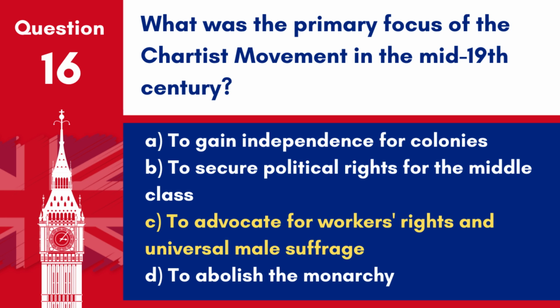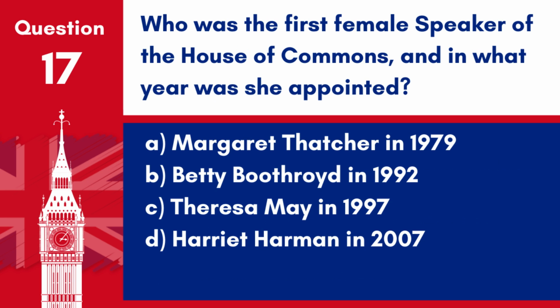Answer: C. To advocate for workers' rights and universal male suffrage. The Chartist movement was focused on securing political reforms, including universal male suffrage and better working conditions, reflecting the desires of the working class.